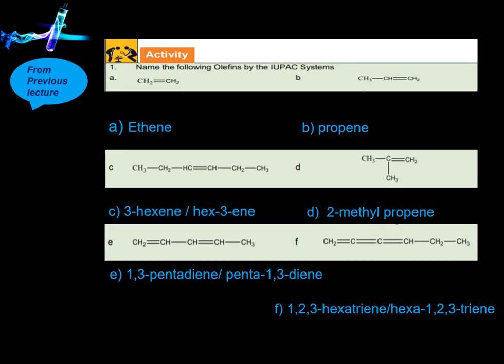The name of G part from the same question will be 2,3-dimethyl-2-butene. Because you can see there are two attachments, these are methyl groups, and they are attached at position number 2 and 3. We can number it from either side. In both of the cases, attachments will be getting number 2 and 3, and it is 2-butene because at position number 2 there is present a double bond.